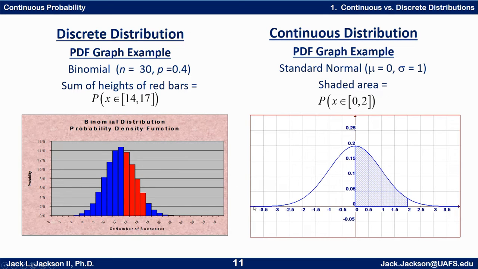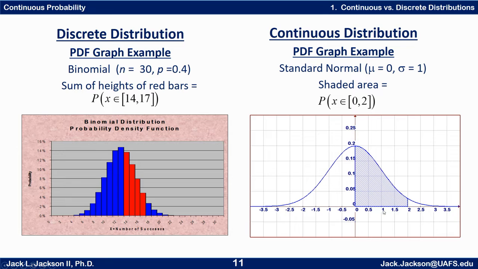Now, here's an example of a PDF graph when we have a continuous distribution. Notice the characteristics we've talked about before. It's always on or above the x-axis, and areas underneath make probabilities. So this particular one is what's called a standard normal graph, which has a mean of 0 and standard deviation of 1. And the shaded area then represents the probability that the random variable x is between 0 and 2, inclusive. So areas over here under the PDF are probabilities. Hopefully you can see how that's kind of a natural extension of what we have over here.